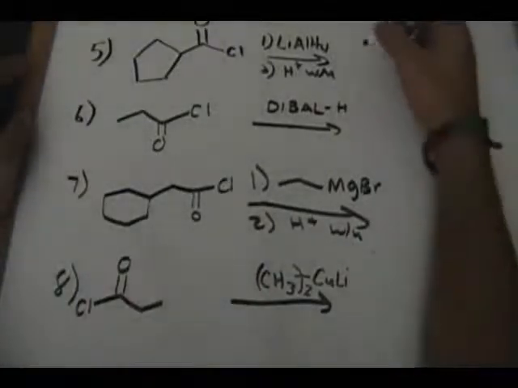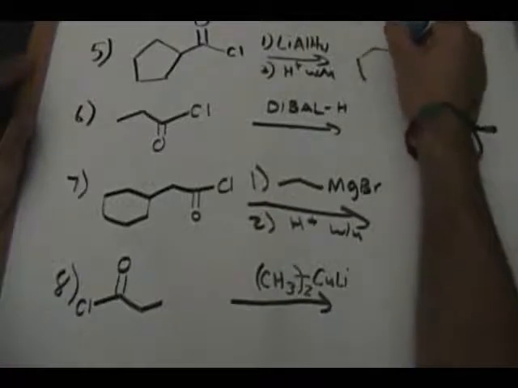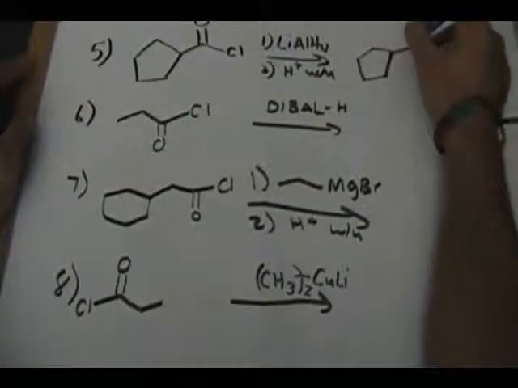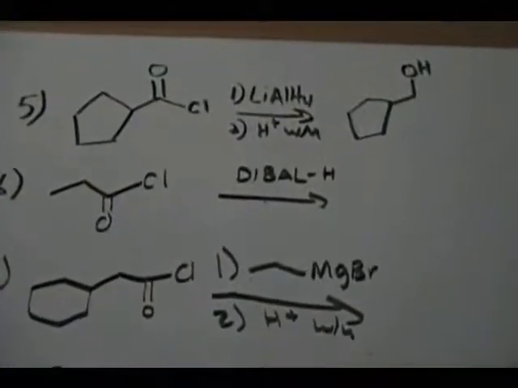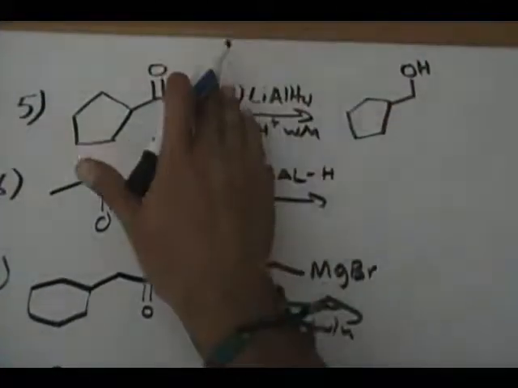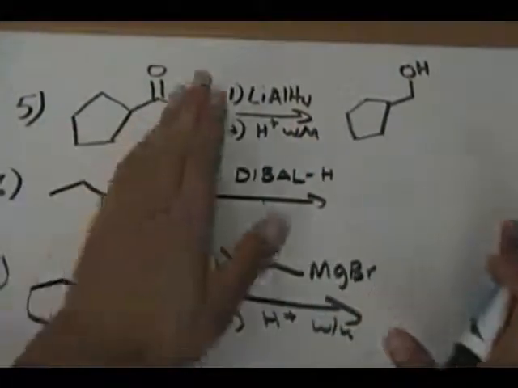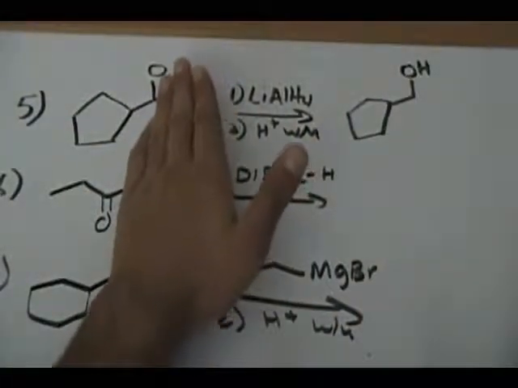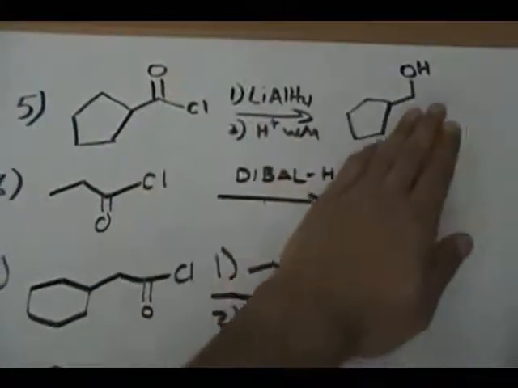So reaction 5, you have an acid chloride with lithium aluminum hydride, which is your reducing agent. You're going to form a primary alcohol, so it's going to look like this. Remember the technique I showed you? Let me zoom in on the top half of it. Get rid of the chlorine, get rid of one of the bonds, and add an H to the oxygen. That's exactly what we did there.